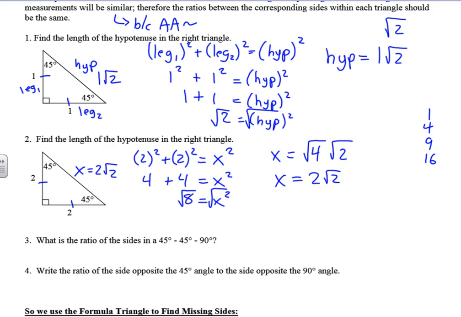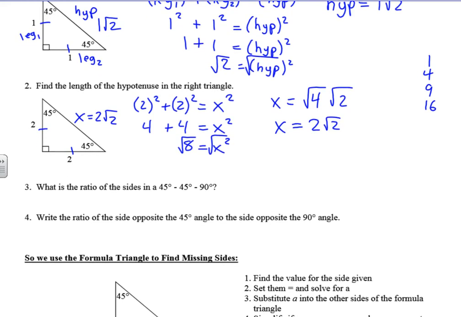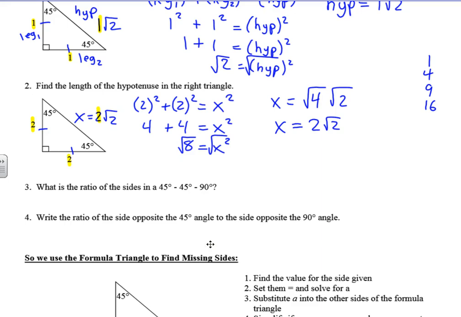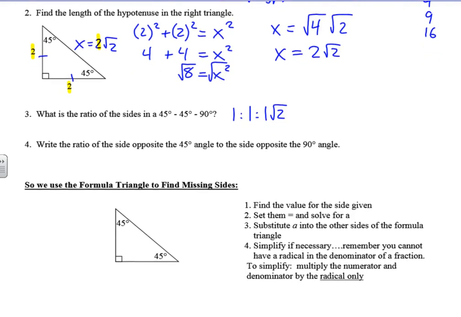So what is the ratio of all of these sides in that triangle? Well, what do we notice in the 45, 45, 90 triangle? Let me just take a highlighter here to show this to you. So here we have 1, 1, 1 radical 2, and 2, 2, 2 radical 2. If we simplify that down, it's 1 to 1 to 1 radical 2 that we see in all those cases. So write the ratio of the side opposite the 45-degree angle to the side opposite the 90-degree angle. So it's always 1 to 1 times the square root of 2.